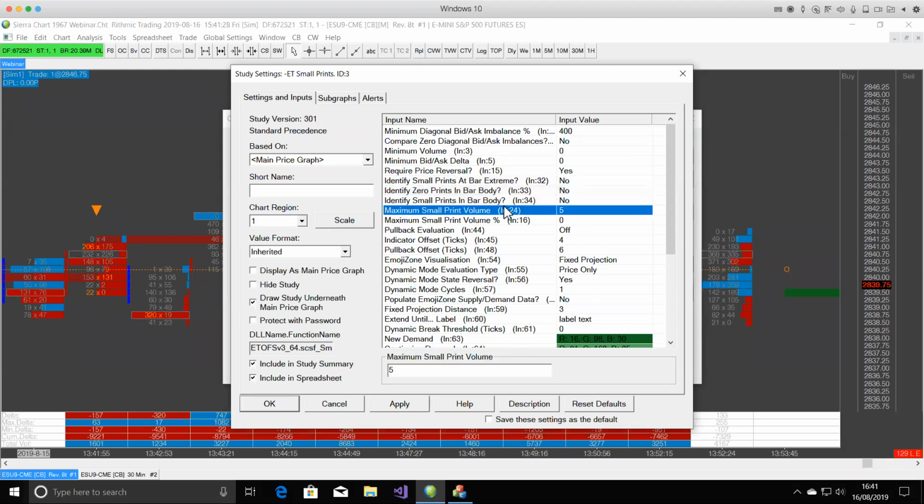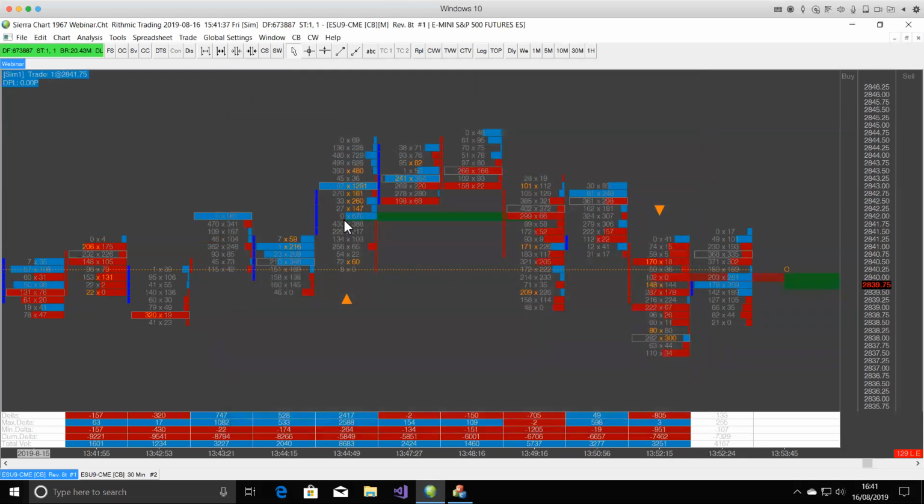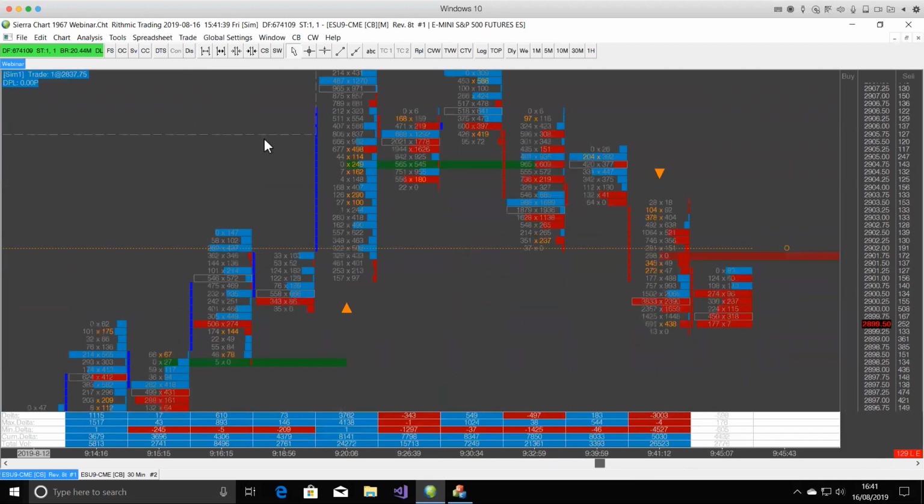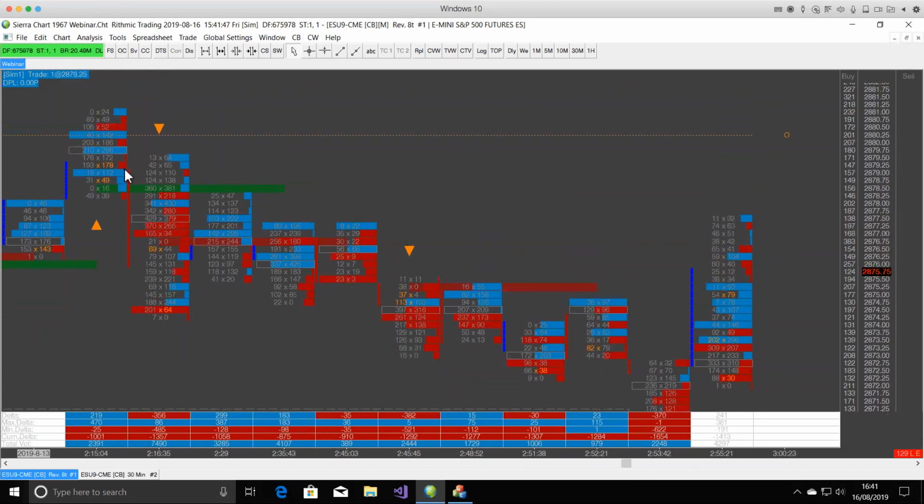Here's where we can use lack of volume. So identify 0 print in the bar body. Let's say yes. And let's see what comes up. So here's a 0 print. You can start to see how these levels act pretty well, but they'll also roll reverse. That one would roll reverse.